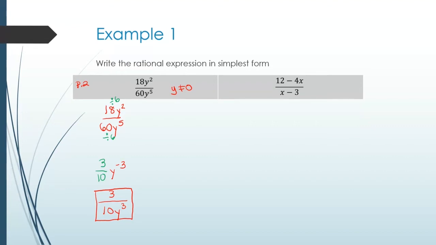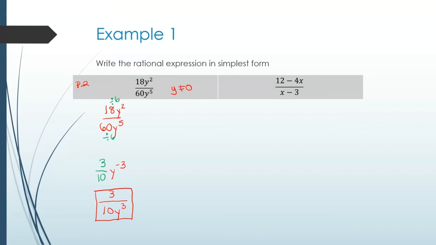That's basically just a review of section P.2. And we don't need to restate the domain because we are still not allowed to have 0 in the denominator here. We didn't remove anything, it's still the same. So we have y not equal to 0. It hasn't changed from the beginning, so we don't have to mention the domain in this case.